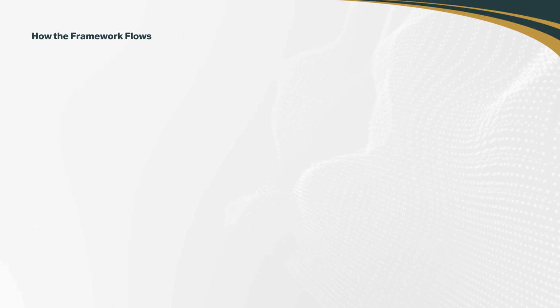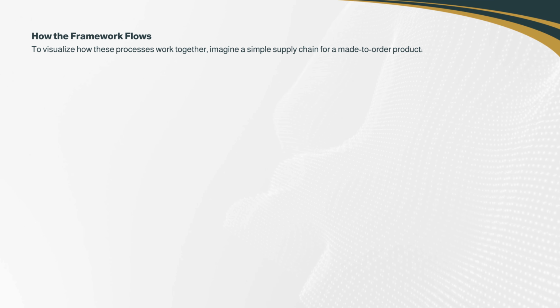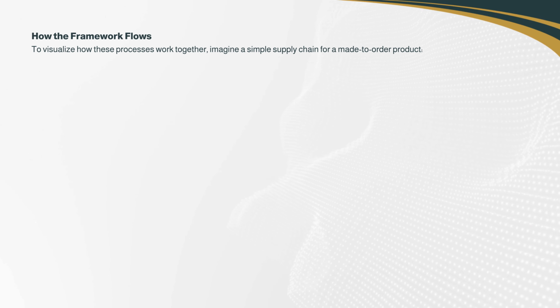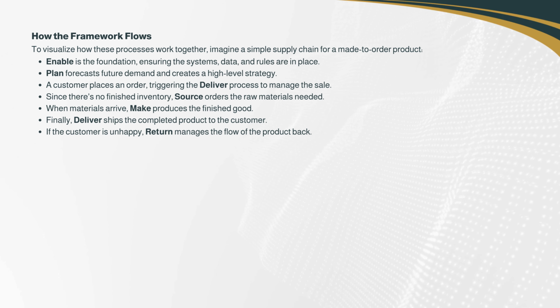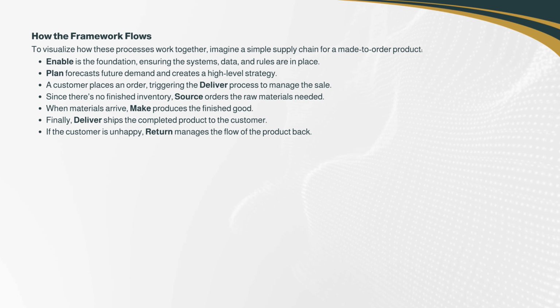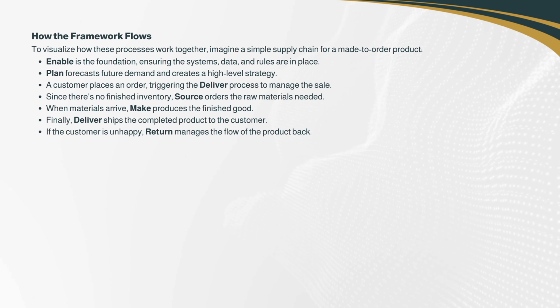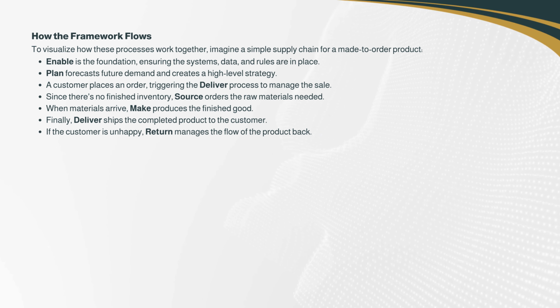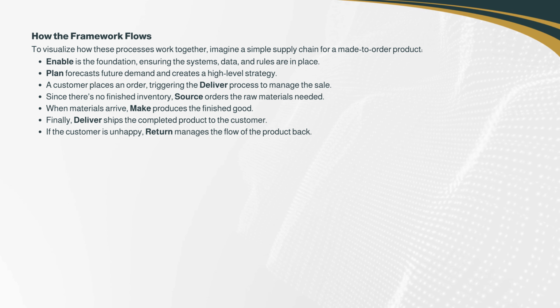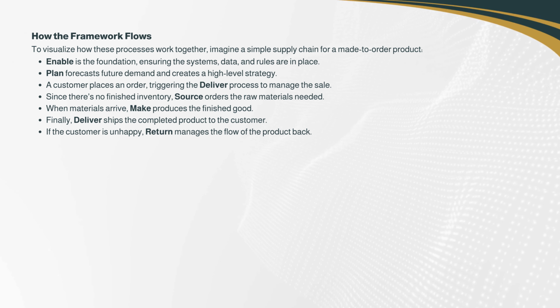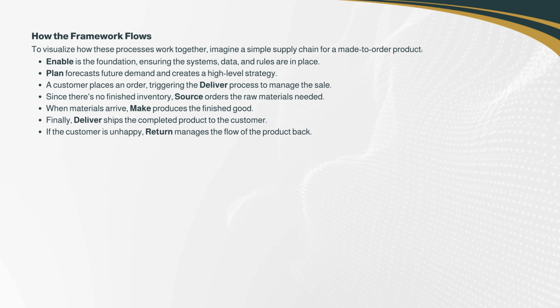How the framework flows. To visualize how these processes work together, imagine a simple supply chain for a made-to-order product. Enable is the foundation, ensuring the systems, data, and rules are in place. Plan forecasts future demand and creates a high-level strategy. A customer places an order, triggering the deliver process to manage the sale. Since there's no finished inventory, source orders the raw materials needed.